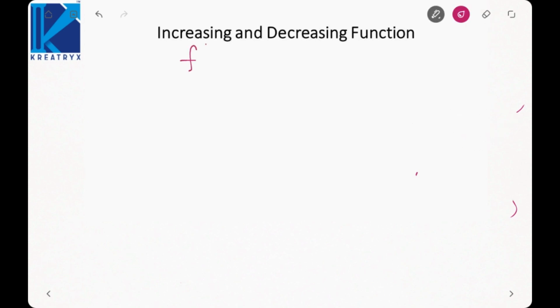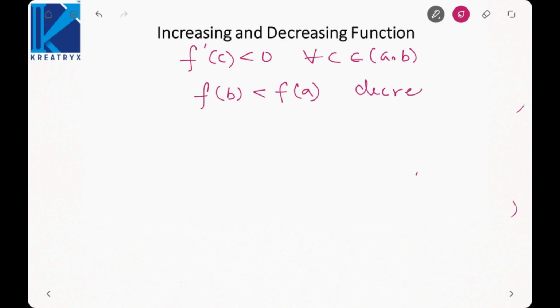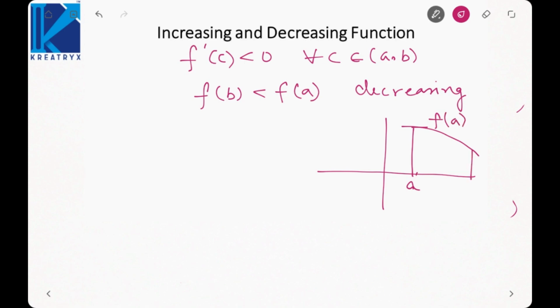If the derivative f dash c is less than 0 for all c belonging to a to b, then that means f(b) is less than f(a). That is, as you move forward from a to b, the value of the function reduces, which means it is a decreasing function. So if I give you a function like this, and this is my a, at which the value is f(a), and this is b, at which the value is f(b). As you can see, though b is greater than a, f(b) is less than f(a). So it is a decreasing function.